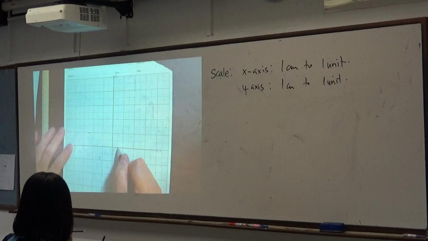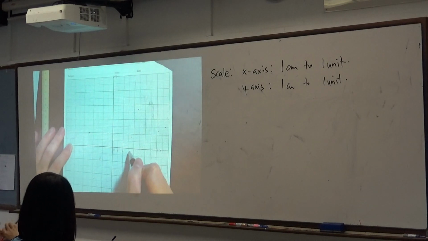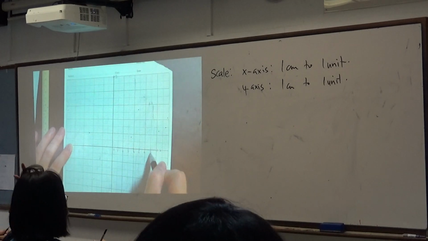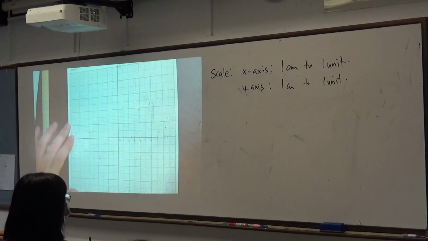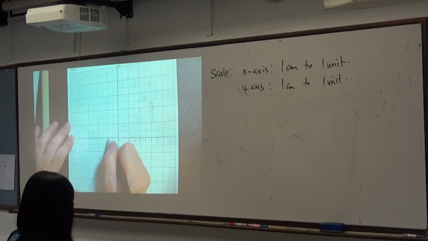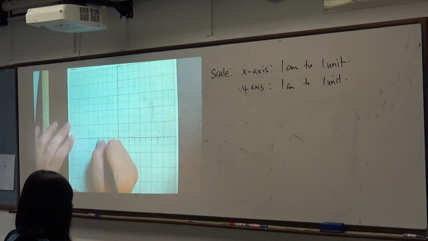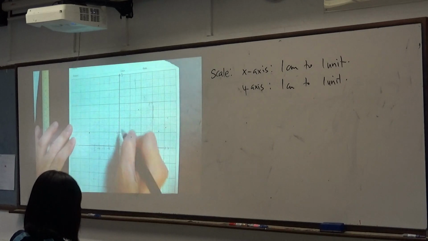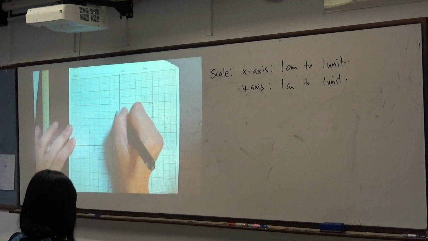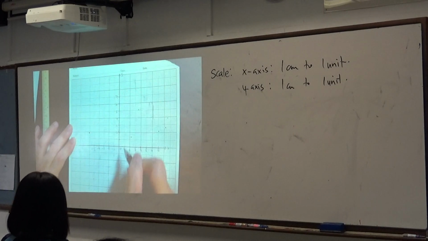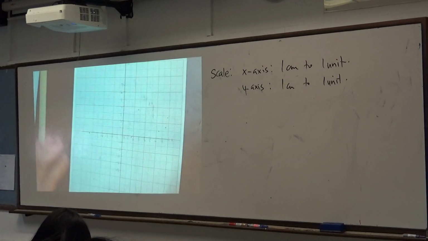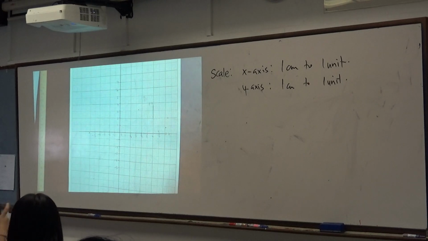Put 0, 1, 2, 3, 4, 5, 6. This one draw until 7 on this side. Can see? Later I will. Okay. -1, -2, -3, -4, -5. For this part also 1, 2, 3, 4, 5, 6, 7. The negative is -1, -2, -3, -4, -5. Can you see what I'm talking about here? 1 cm, 1 unit.